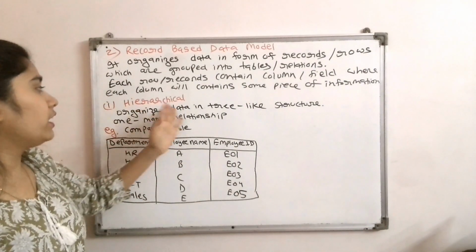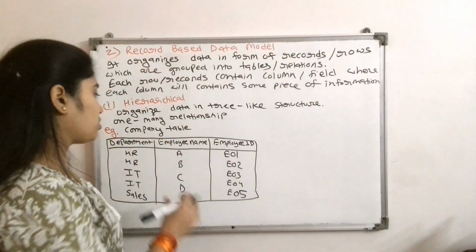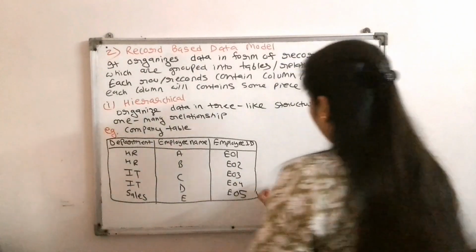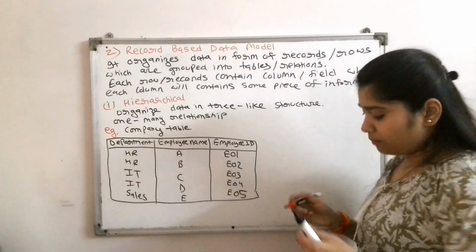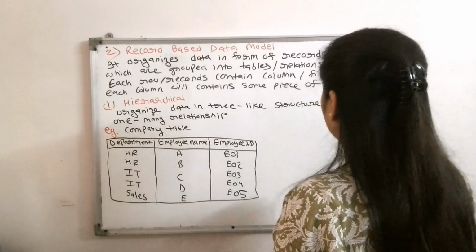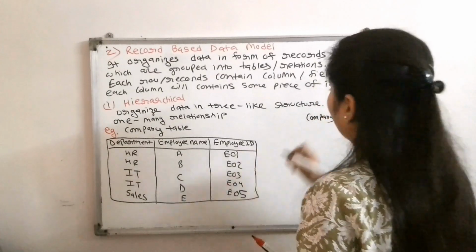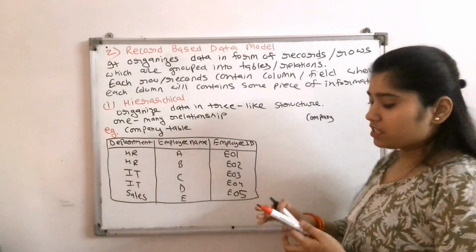Now I have told here that it is organized in the tree-like structure. So let's make the tree-like structure of this table. How will we make it? First of all we will write here the company. We are having the table name as company, so here we will write company. In that company we are having the 3 departments, HR, IT and the sales.